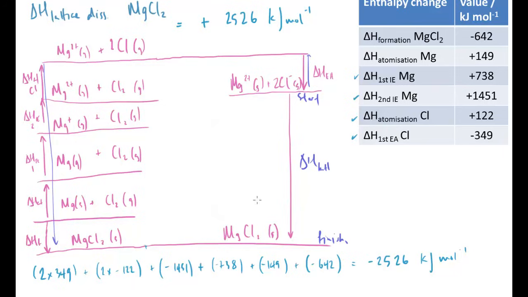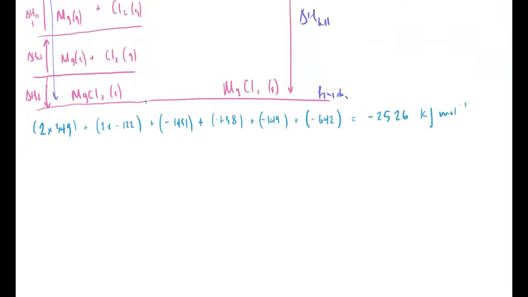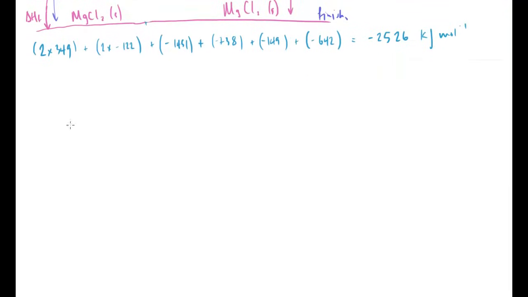Now, why was there a difference in lattice enthalpy for magnesium chloride versus sodium chloride? So sodium chloride was minus 787. This one was minus 2526. Why was there a difference? Well, lattice enthalpies, whether that be formation or dissociation, are dictated by the size of the ion and the charge of the ion.